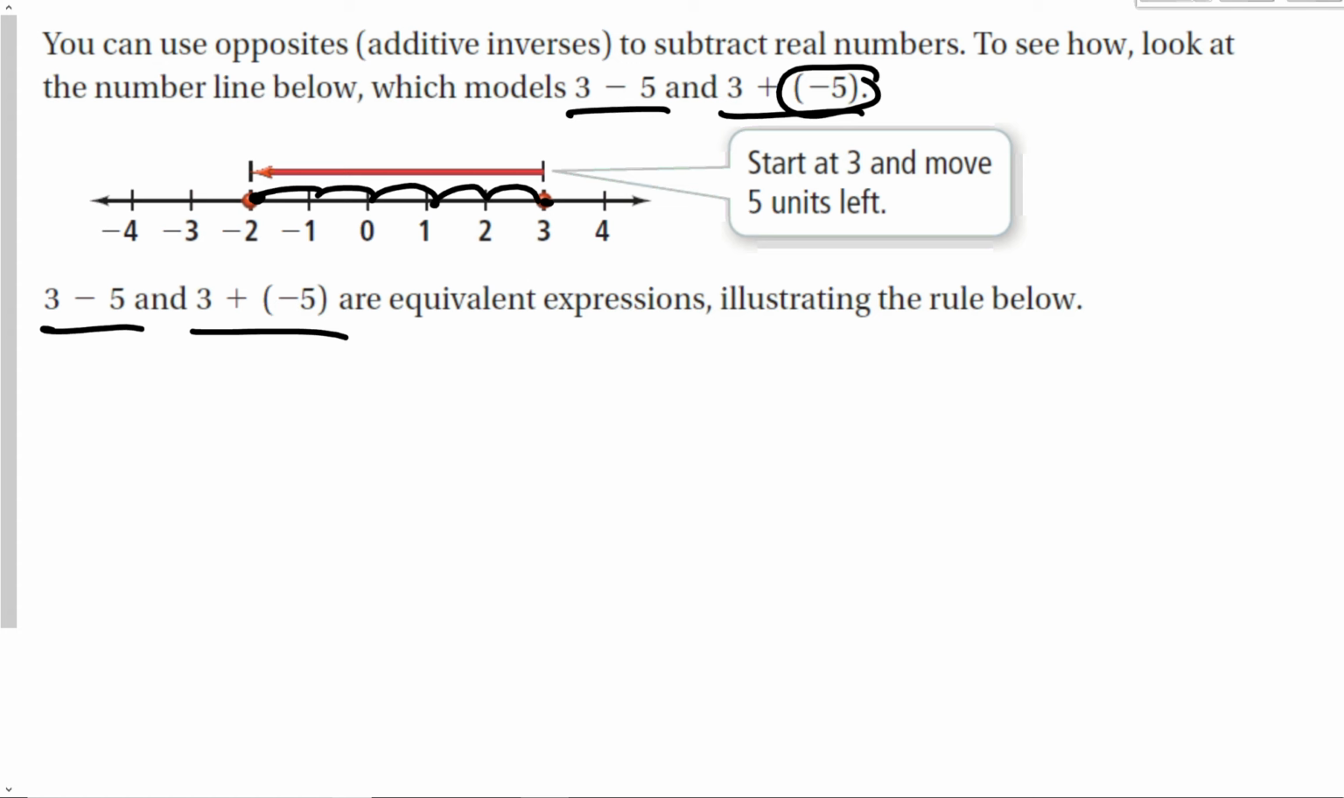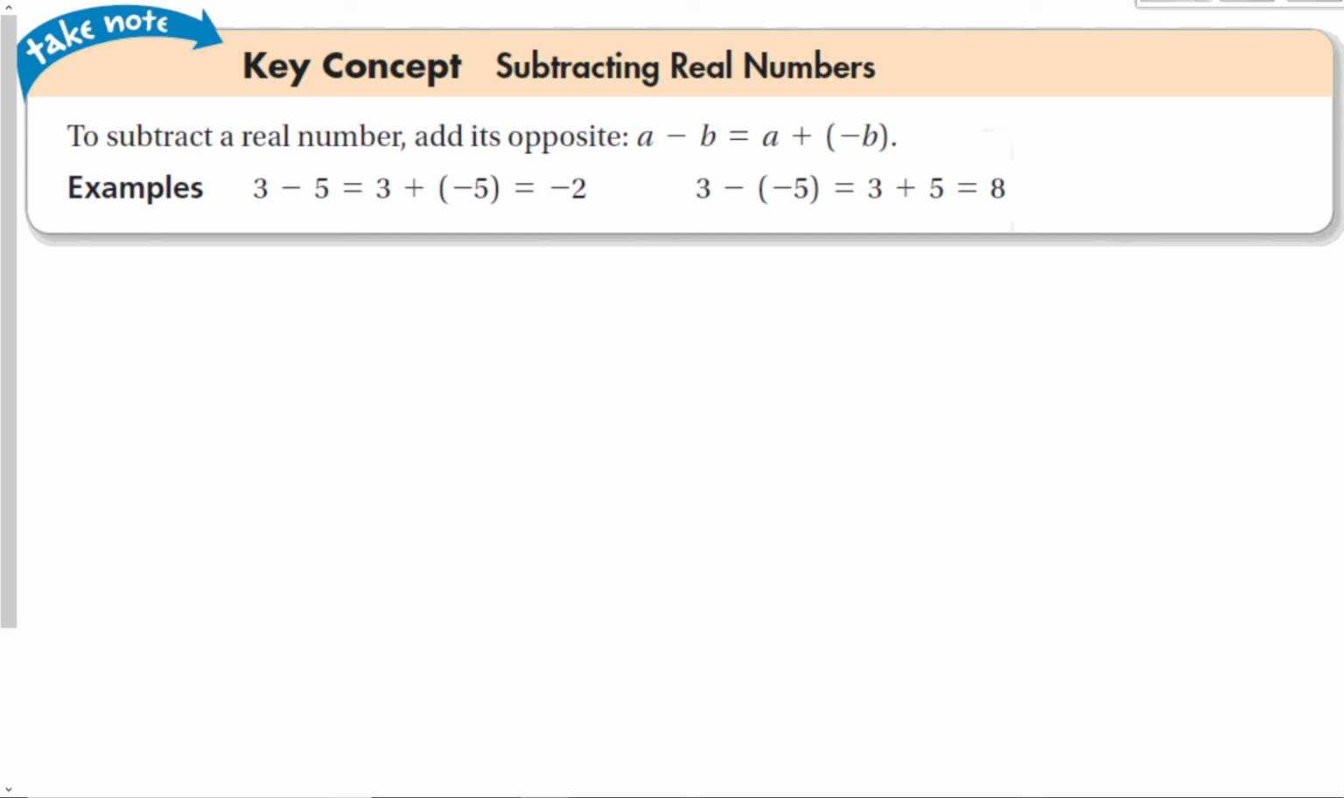So 3 minus 5 and 3 plus negative 5 are equivalent expressions, which is very helpful because now when I want to subtract two numbers, all I have to do is add its opposite. And since now we're using addition, all of my other properties will still hold. So a minus b is the same thing as a plus negative b. And this is going to become important when we try to prove the commutative property for subtraction.